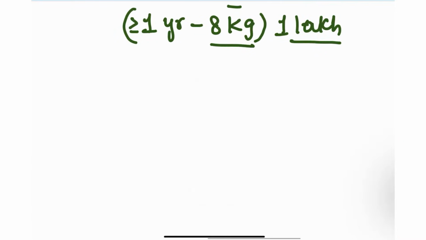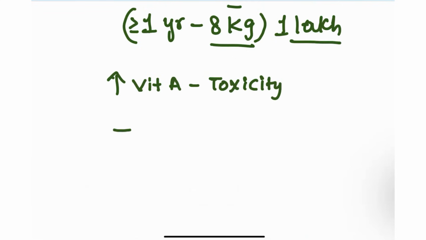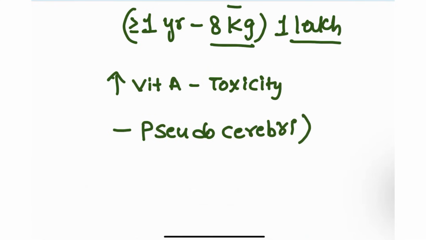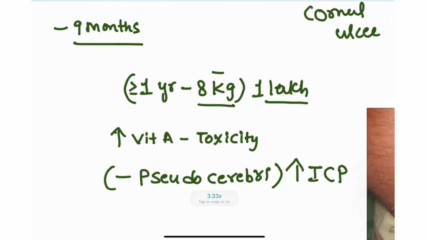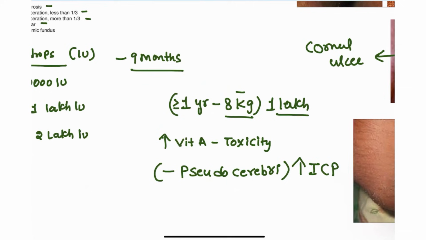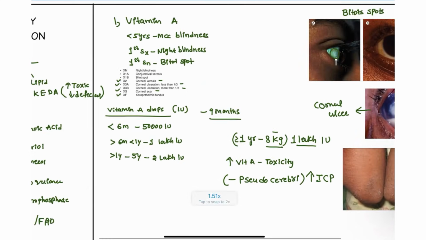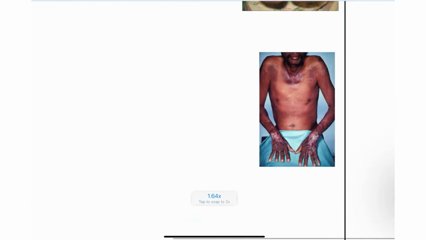Why? Because as we have already discussed, vitamin A can cause toxicity. If it is toxic, it can cause what is commonly known as pseudo cerebral tumor. This condition can be seen. It will increase the intracranial pressure in the patient. So to avoid this toxicity, we are going to give 1 lakh international units only as part of the treatment protocol.